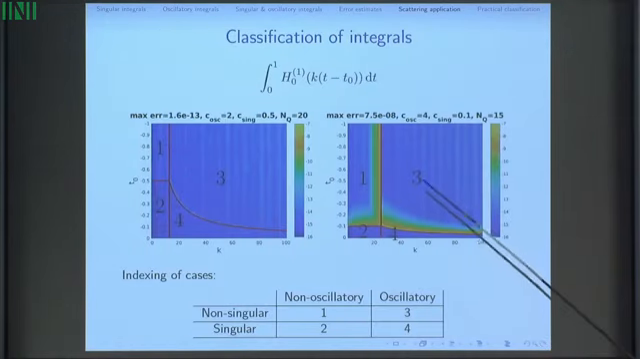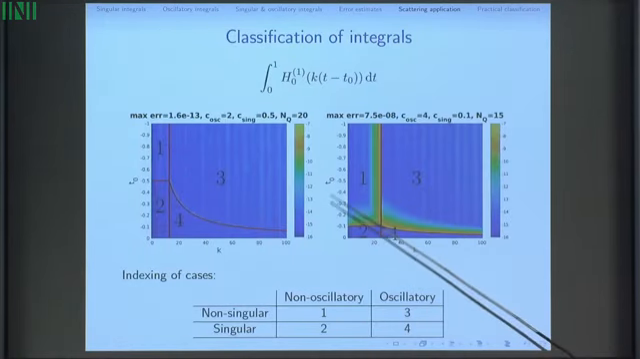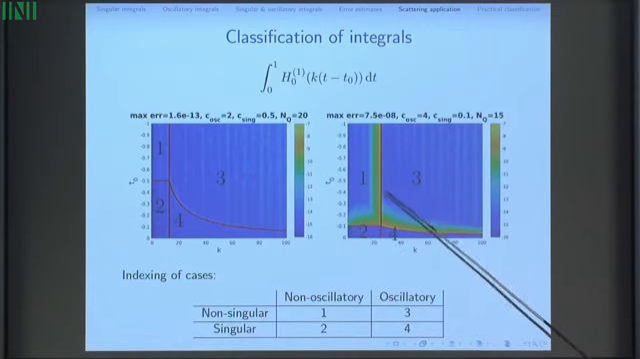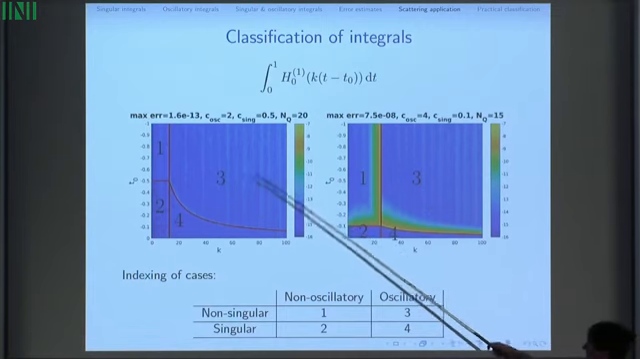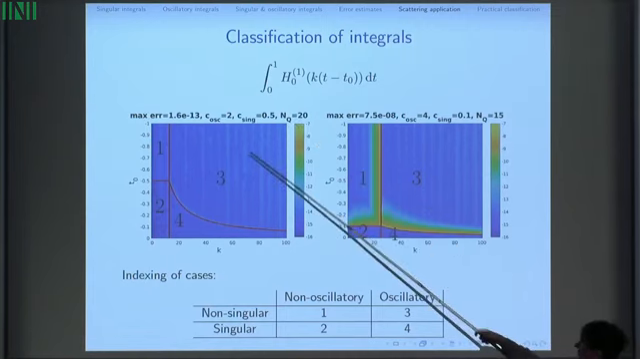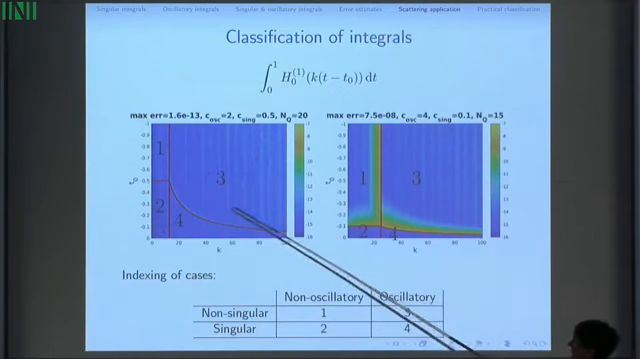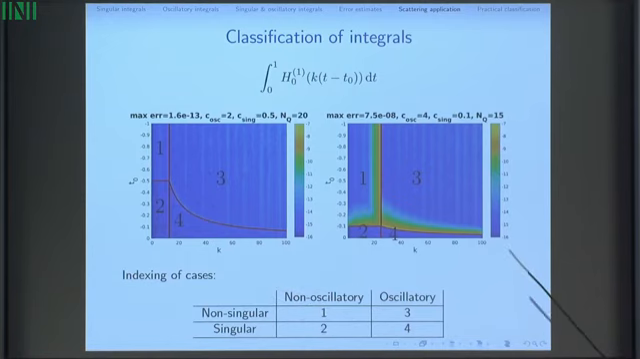Also, I should say, the main point of these plots is to actually just show that with a relatively small number of quadrature points, we can get great accuracy across a large range of frequencies and location of singularities.